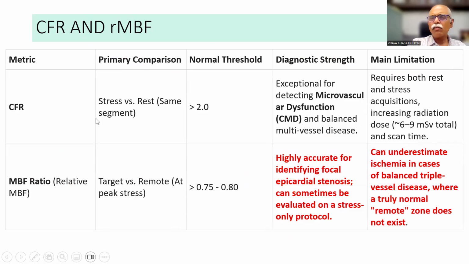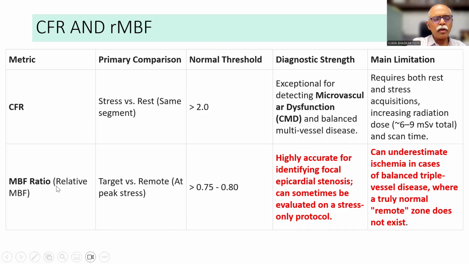Similarly, you can calculate the coronary flow reserve by taking the ratio between the stress and rest myocardial blood flow in the same segment, and normally a threshold of more than 2.0 is normal. Now, the relative myocardial blood flow is where you take the target segment myocardial blood flow versus the presumed normal remote myocardial blood flow at peak stress, and normal is more than 0.75. If it is less than 0.75, that means it is definitely significant stenosis.